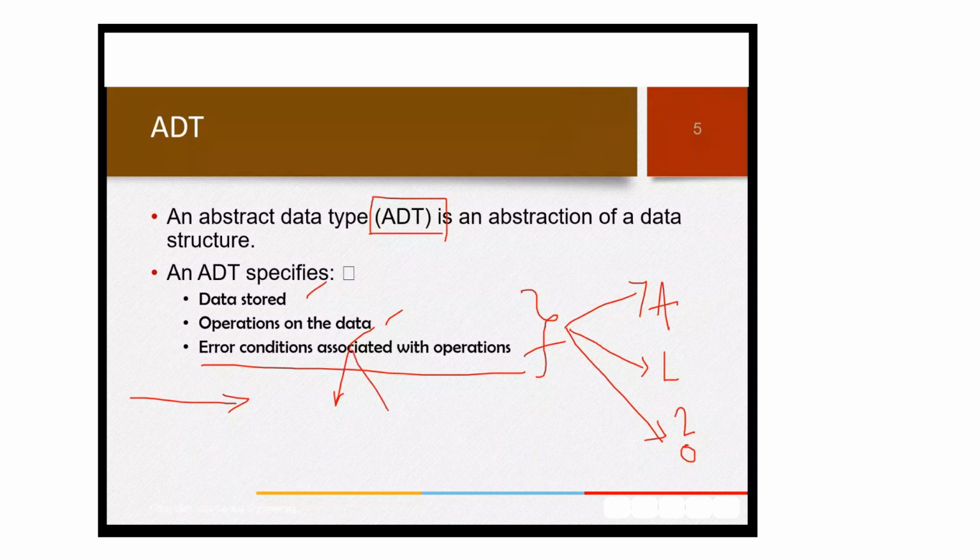Similarly, pop is another operation where you can easily use it. You don't need to write code for that. So that's what we call an abstract data type.